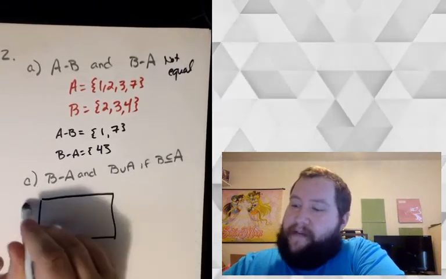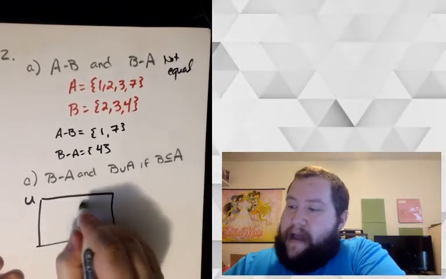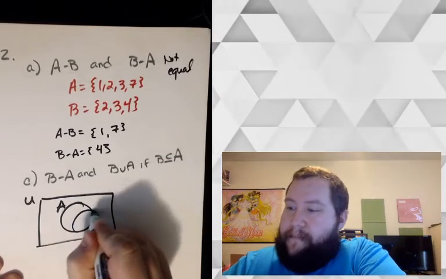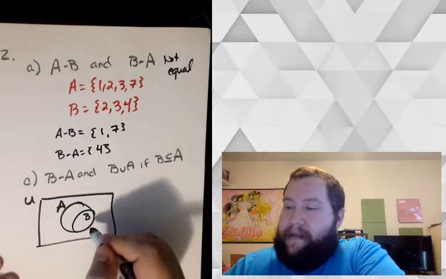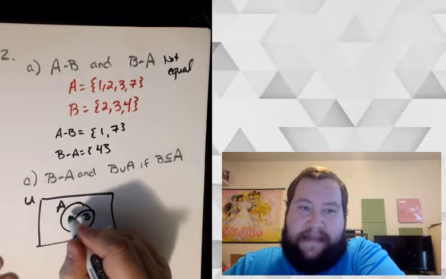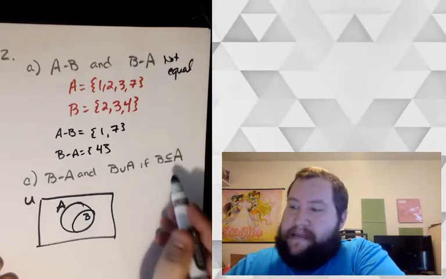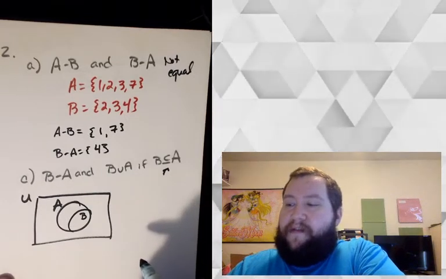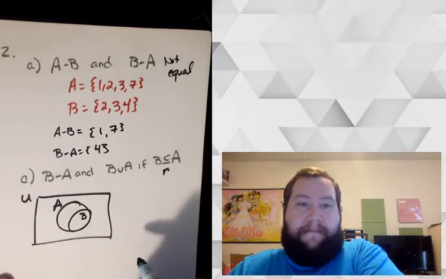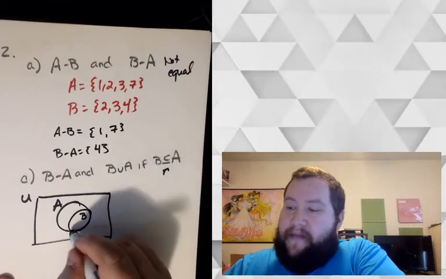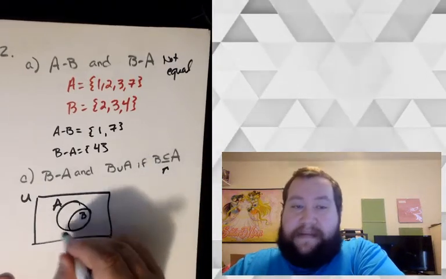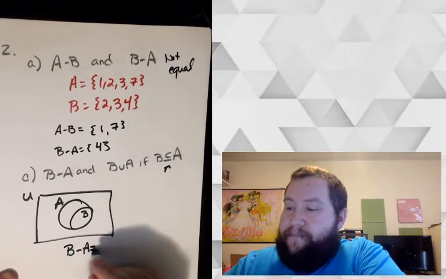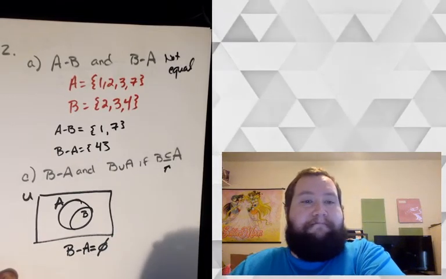So I have my universe. I have my A and I have my B. There might be nothing in this space that is only A and not B, because it says it can be equal, but we have something like this. So B minus A, everything in B is also inside A. So B minus A has nothing in it.